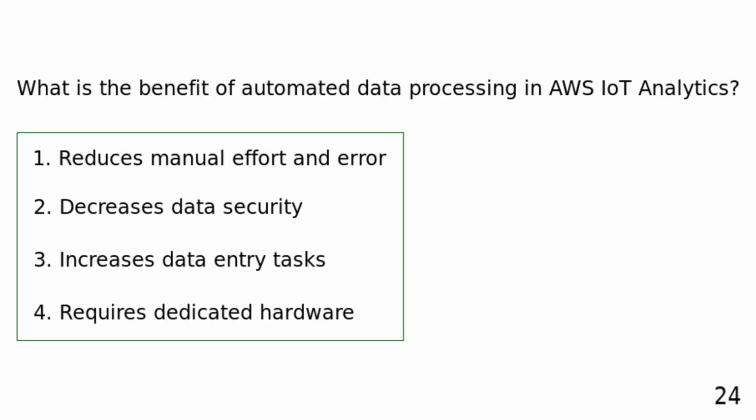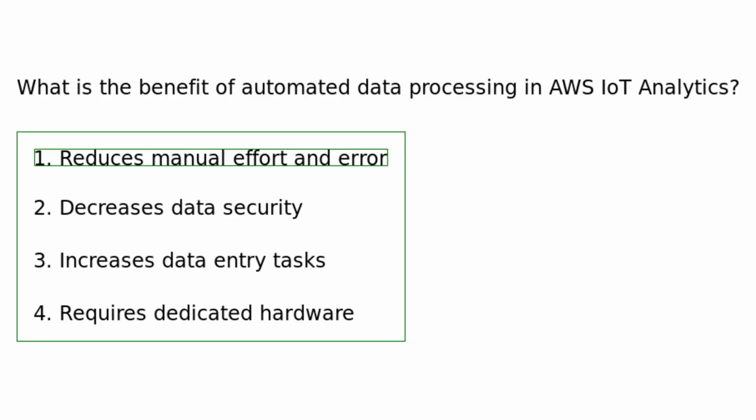What is the benefit of automated data processing in AWS IoT Analytics? Reduces manual effort and error. Decreases data security. Increases data entry tasks. Requires dedicated hardware. Automated data processing reduces manual effort and potential errors in handling IoT data.